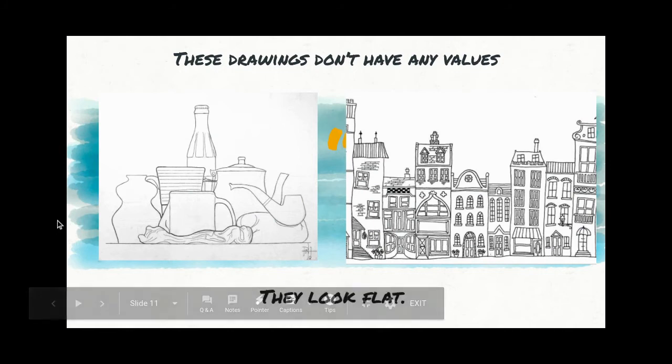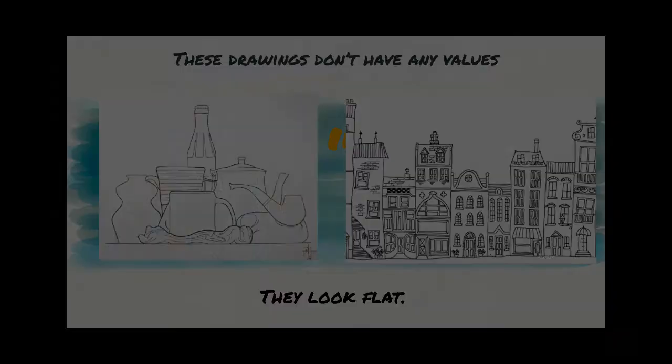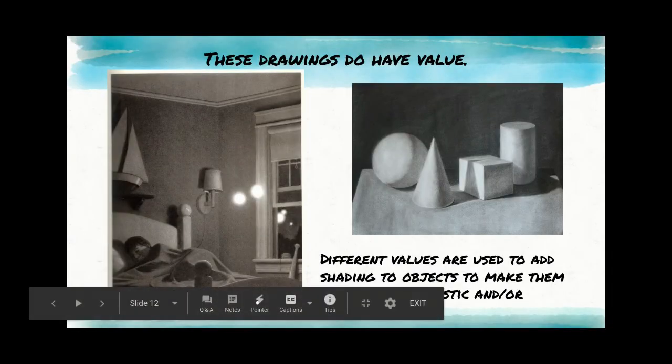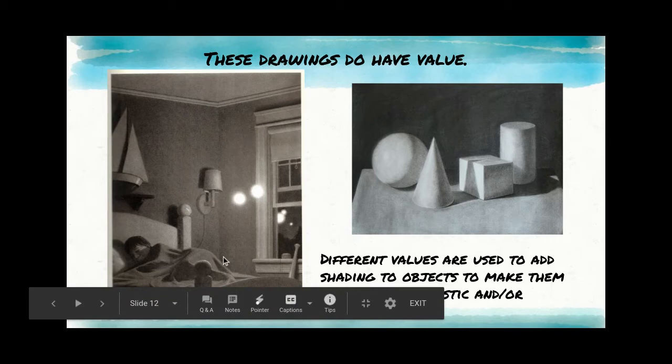Okay. So these drawings don't have any values. It's just line drawings. So they look really flat, right? They don't look very realistic. However, when you add value to a drawing, now it becomes more three-dimensional. And what do I mean by that? Well, this picture here, it looks like you could walk into the picture, right?